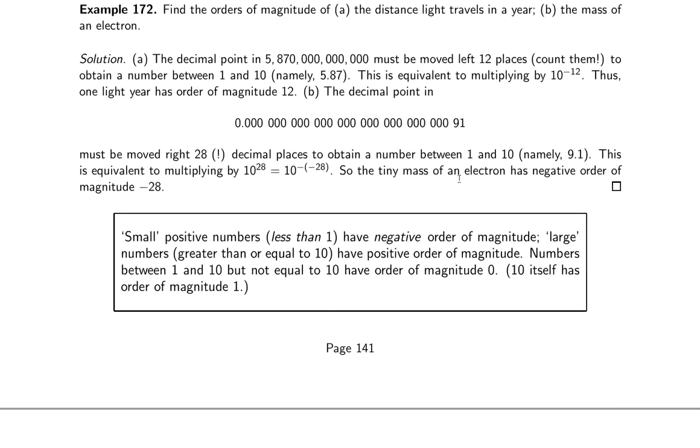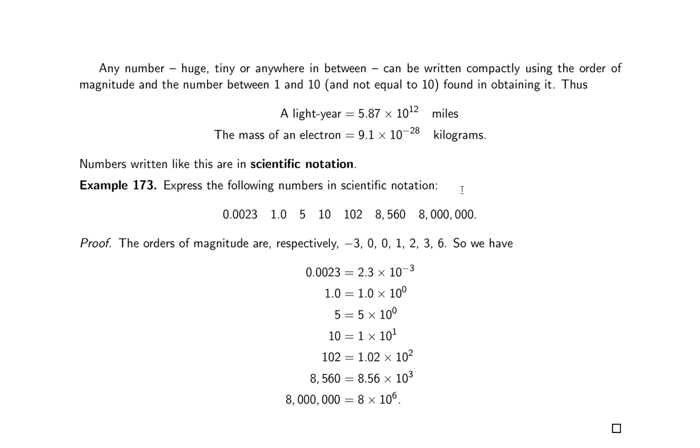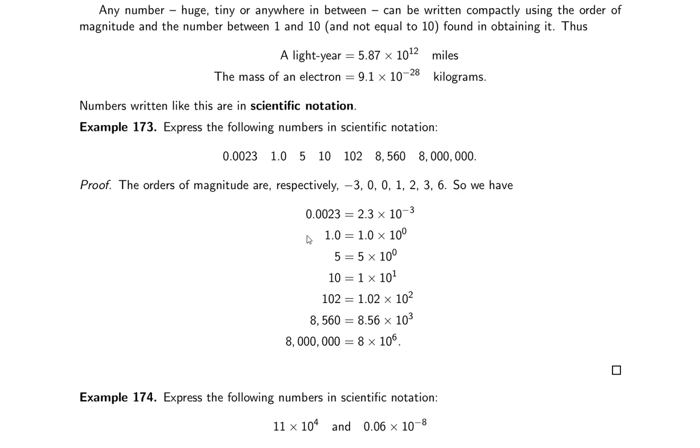Okay, in the book they go into more detail, and here are some examples. So this one here, 0.0023, in scientific notation, is 2.3 times 10 to the negative 3. We had to move the decimal point 3 places. The number 1, you can write 1 in scientific notation. It's just 1.0 times 10 to the 0. We didn't have to move the decimal point, so 10 to the power 0.